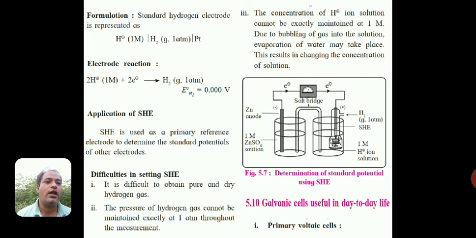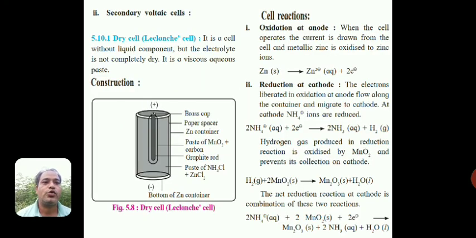Now the next one: galvanic cells useful in day-to-day life. It is a secondary voltaic cell, the dry cell. It is a cell without a liquid component, but the electrolyte is not completely dry. It is a viscous aqueous paste. So though we call it a dry cell, it is not completely dry.